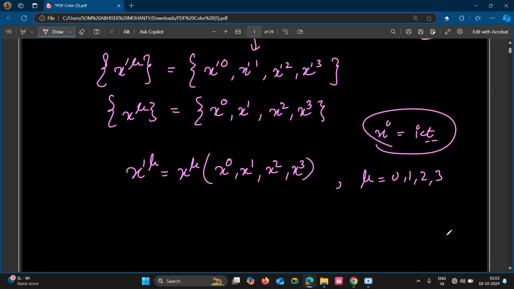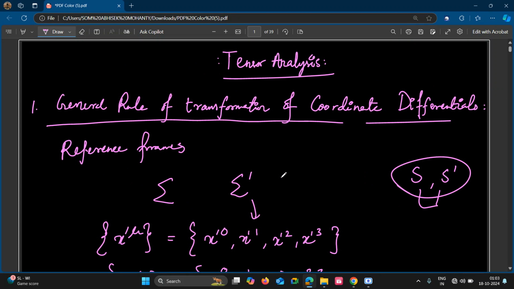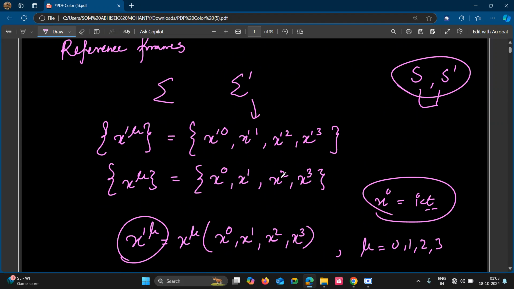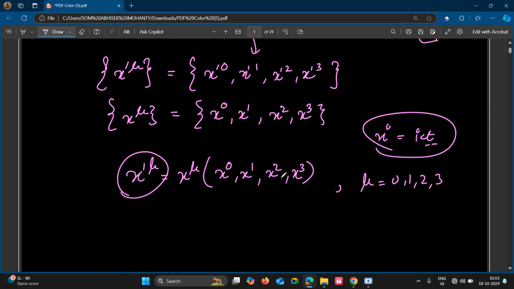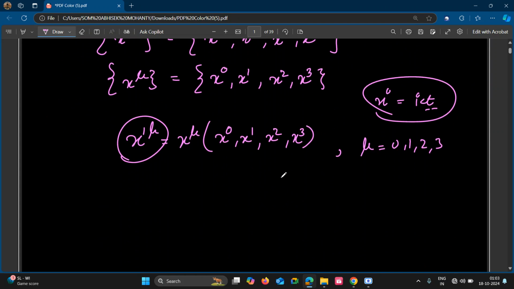Then the necessary and sufficient condition that the four components of x dash mu form a set of independent real functions of these is that their Jacobian should not be 0. Okay, so I'm directly going into tensor analysis. I'm not giving any introduction to it. I hope you have studied some form of tensor. So I'm directly going into that.